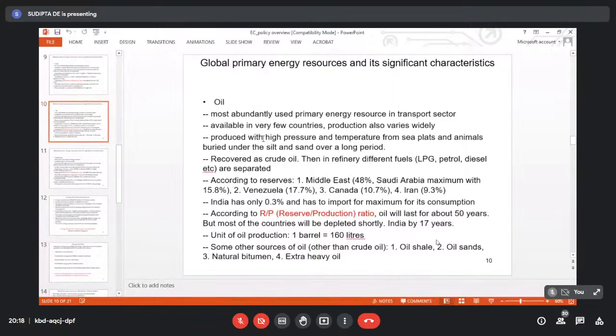So then we are coming to the recovered crude oil. Then the refinery, then in the refinery, different fuels are separated: LPG, petrol, diesel, etc. Most probably, the chemical engineers might know why these different names are given. The source of all these is the same natural substance, that is the crude oil. The crude oil means what you extract from the oil mines or below the ground.